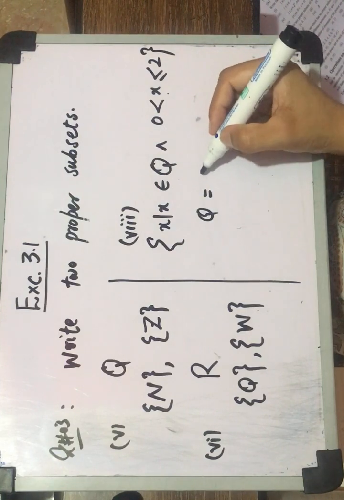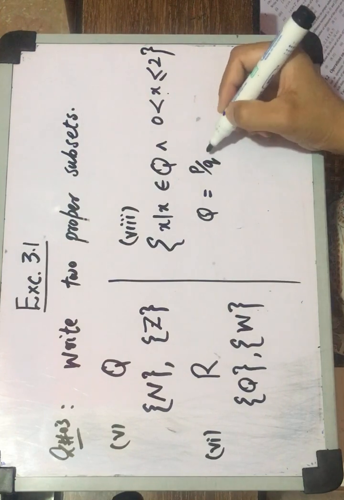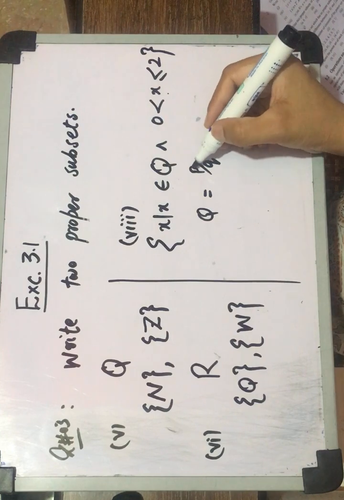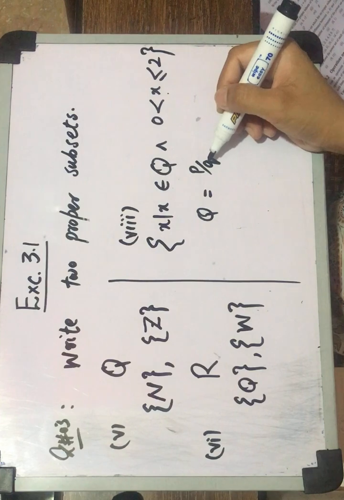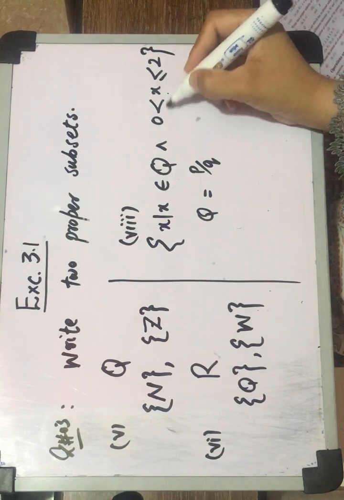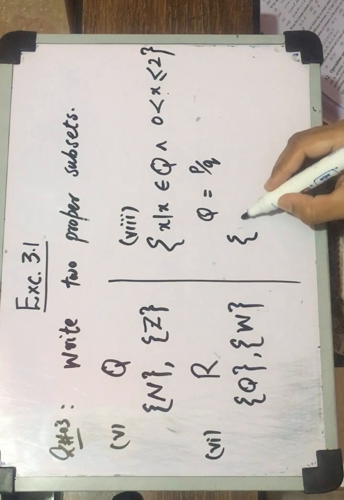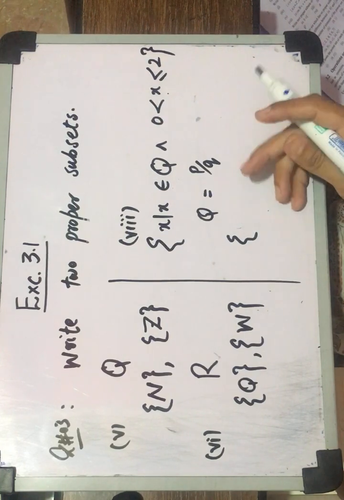Rational numbers are those numbers which can be written in p by q form. P by q form means every number which is written with a division sign belongs to the rational numbers. So the numbers greater than 0 and less than or equal to 2 will include the number 1. I'm going to take 1.